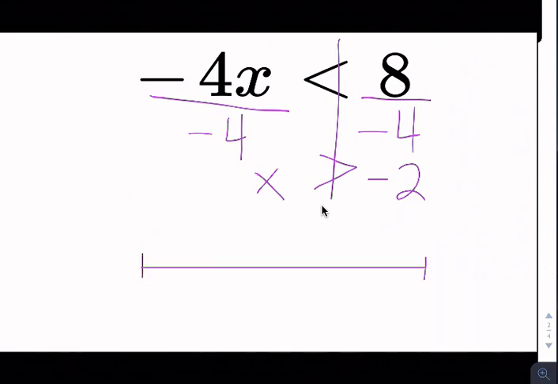So here's my negative 2. And I'm going to put my boundary point. This time it's going to be an open circle because negative 2 is not part of our solution. But once again, it's going to be greater, so I'm going to the right. All the numbers that are greater than negative 2 make this true.